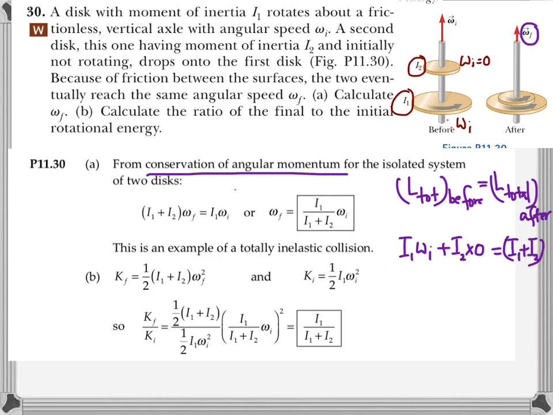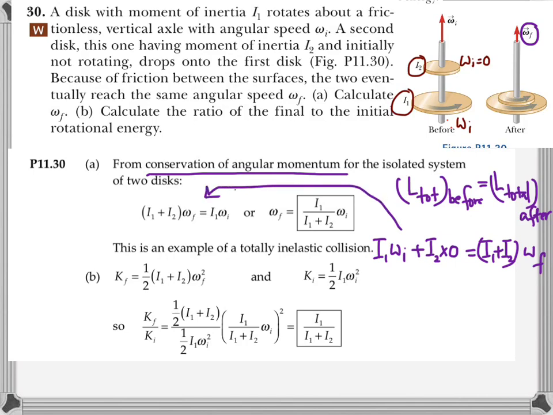Let me just write it properly so that you can understand it. Let's just shift this here. So we have this as omega F. Now if you look at this equation, it is the same as the one shown here, because I2 multiplied by 0 is 0, so that gets eliminated, and then you rearrange the equation to get this final expression.